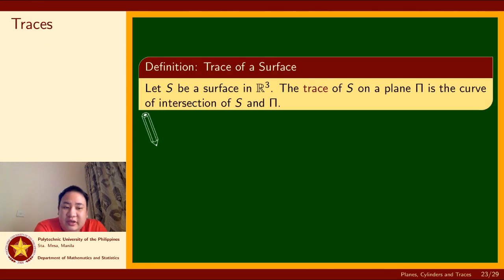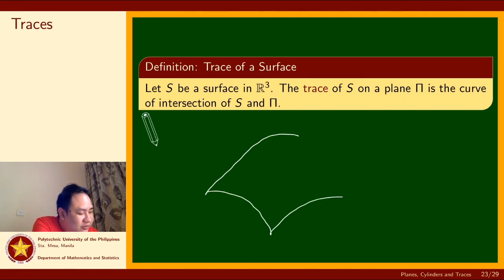Finally, let's now define the trace of a surface. What is the idea of a trace of a surface? When there is a trace, there is a surface and a plane. Just imagine that we have a surface S in R3. So this is S, and then you have a plane that cuts this surface in some fashion, like this.